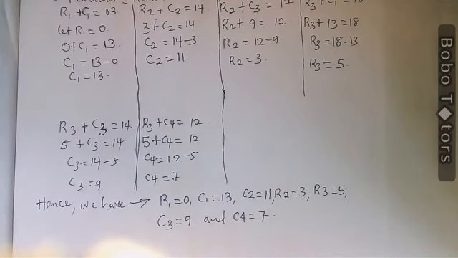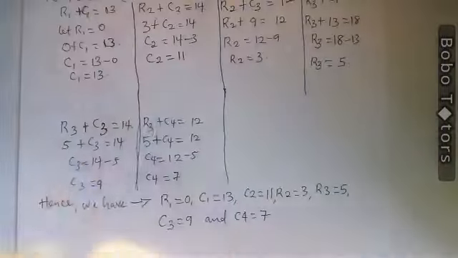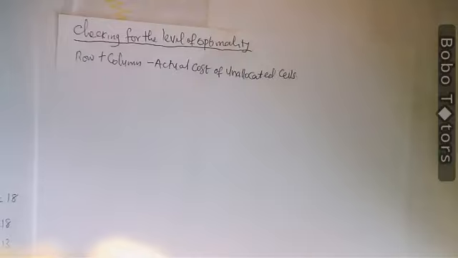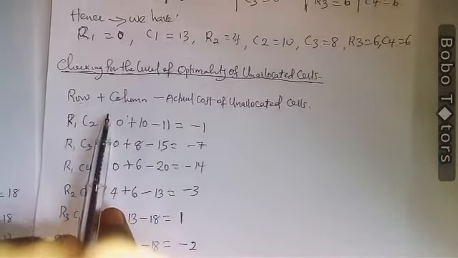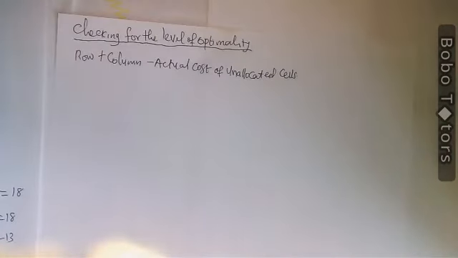Now, having done that, the next thing to do is to check the level of optimality again, whether we can find any positive figures. So let's check the level of optimality. Remember the formula we used earlier: row plus column minus actual cost of unallocated cells. Remember, we will be dealing with unallocated cells, as we've done here.